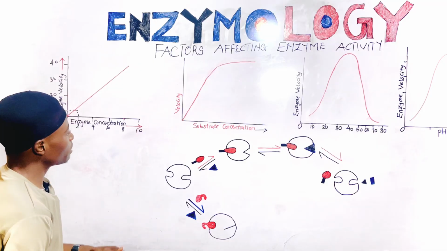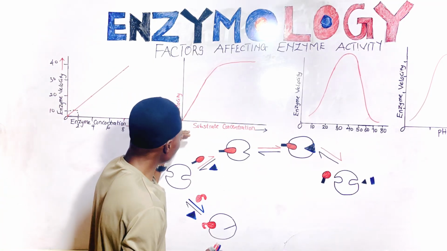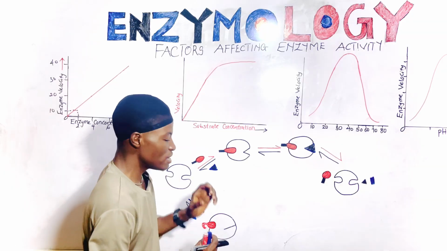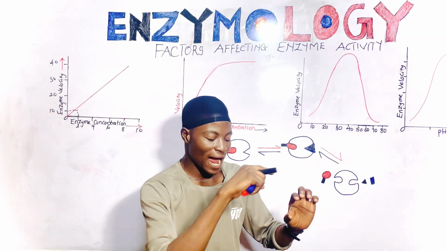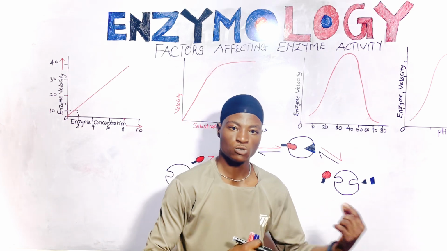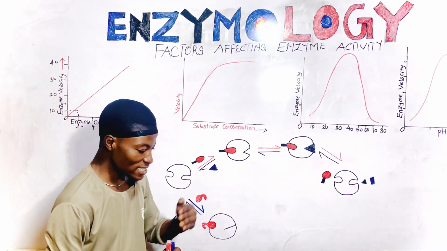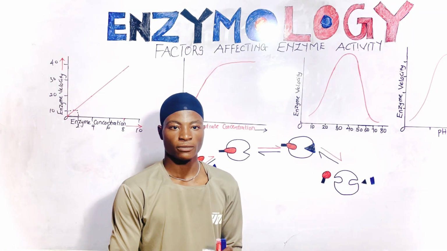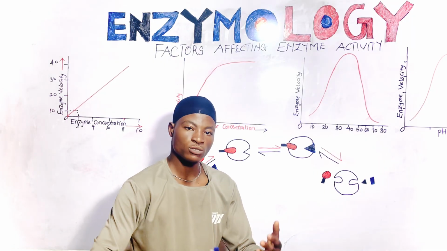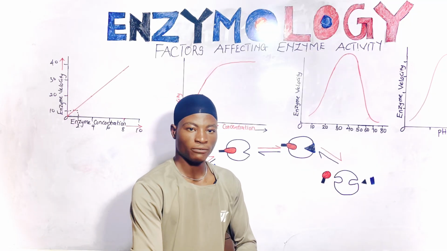Now, the second point I'm going to be focusing on is the substrate concentration. I said in my previous video that a substrate is basically a molecule or substance that an enzyme will act on for it to be converted to product. So in this case, whenever there is an increase in the concentration of the substrate, there will be an increase in the velocity of the reaction. That is, the enzyme is going to act on the substrate and convert it to products at a very fast rate.